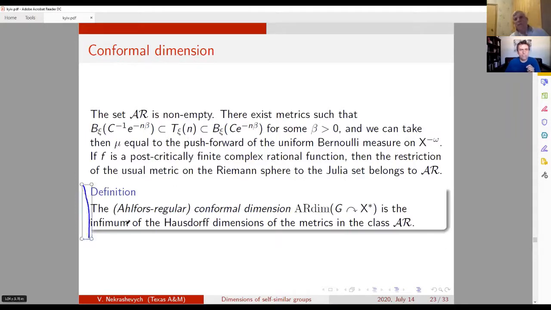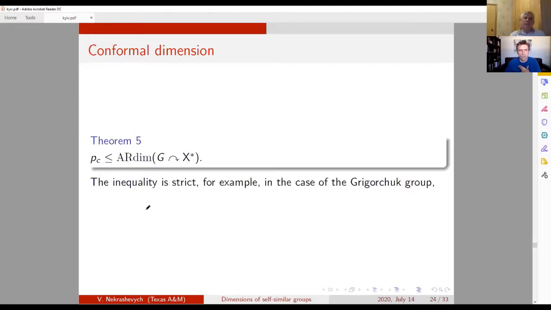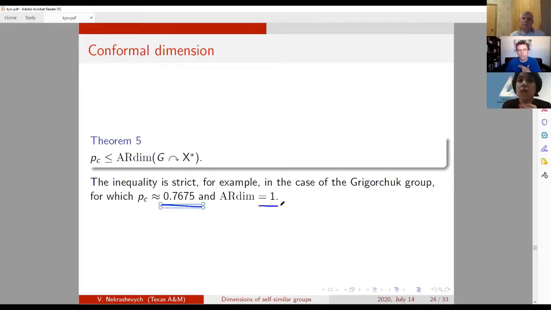So the definition is that the Ahlfors regular conformal dimension of the self-similar group is the infimum of the Hausdorff dimensions of the metrics in this class. This will be a positive real number, not necessarily an integer. One theorem is that the critical exponent, about which I was talking at the beginning, is always less than this Ahlfors regular conformal dimension. The inequality is strict. For example, if you take the Grigorchuk group, the critical exponent is less than 1. The Ahlfors regular dimension is equal to 1. The limit space is actually a segment.